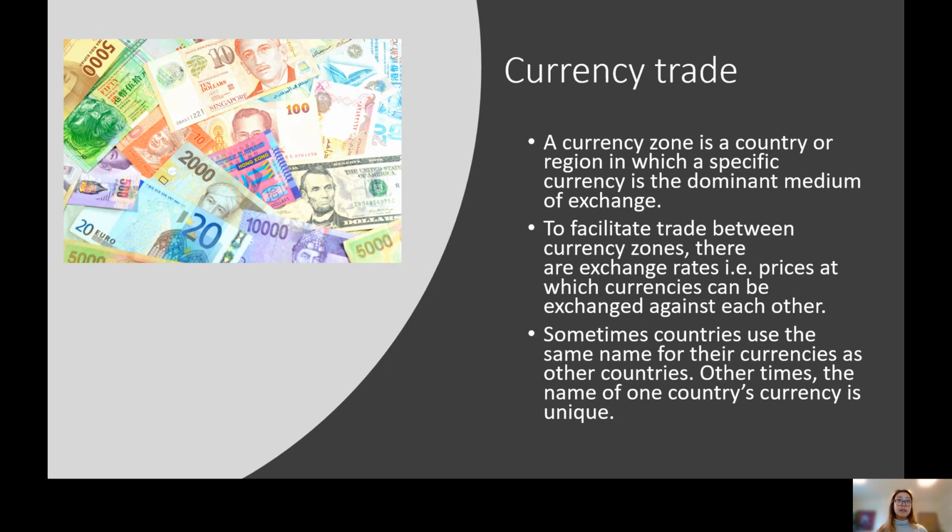Sometimes countries use the same name for their currencies as other countries. Other times, the name of one country's currency is unique. So there are a few countries that use the name dollar for their currency, for example, Australia, New Zealand, America. And then there are other countries that have one name for their currency, which no other country has.